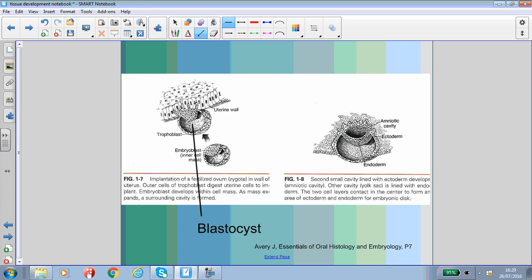And even this early on, we're starting to get an organisation of circulation. It's not just random capillary beds. They're starting to organise themselves into a particular arrangement for future development.